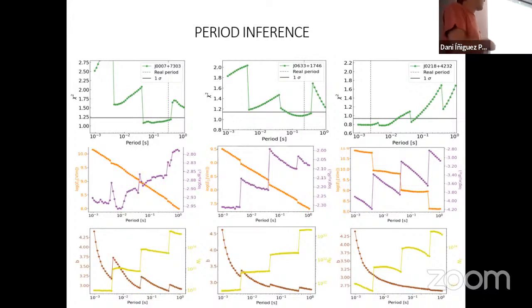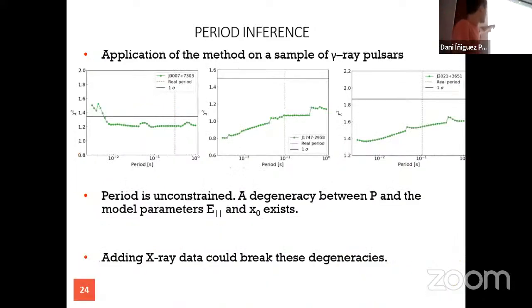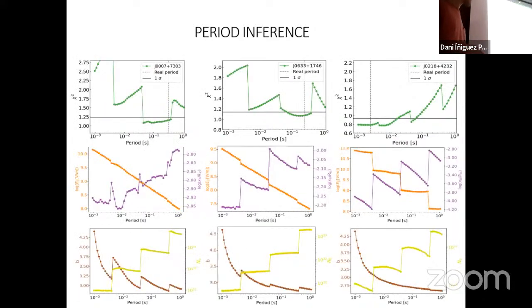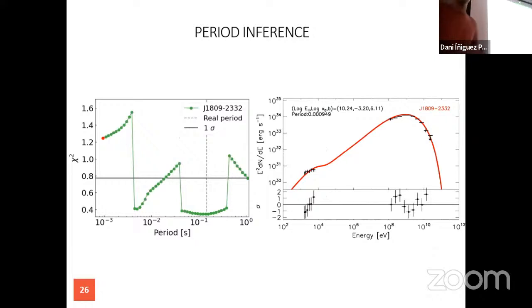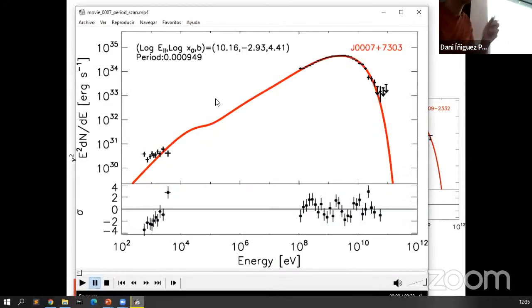So these are some examples of these period ranges. This was done for eight out of the 15 pulsars studied. And for the other 5, the period was still unconstrained, so a plot similar to this was found. Now I will show how this is not what I had in mind. Sorry, I had some technical issues.